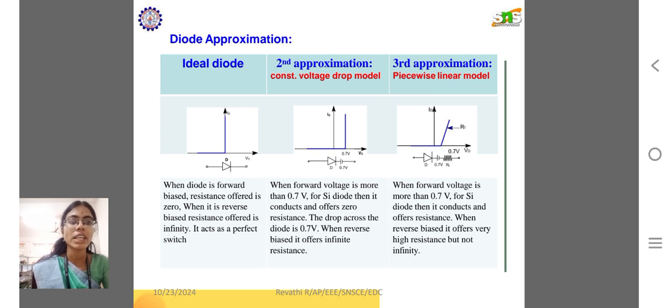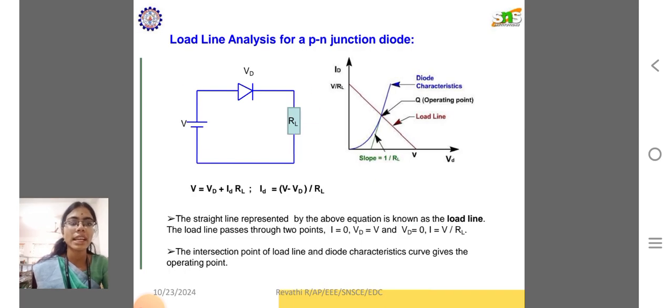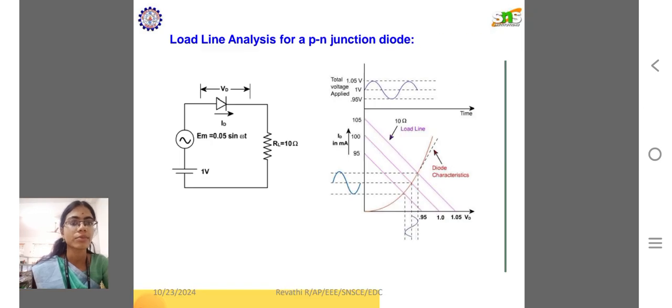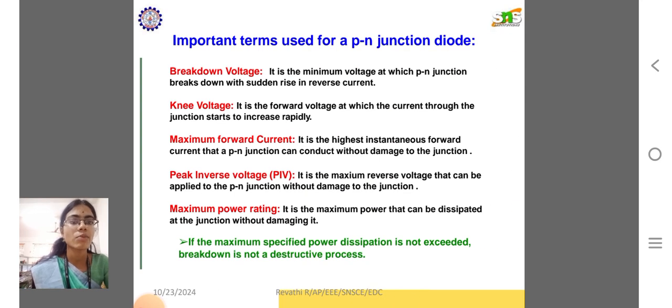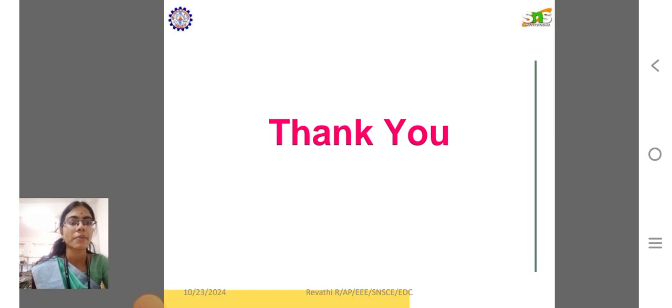When the forward voltage is more than 0.7 volt for a Si diode, then it conducts and offers 0 resistance. The drop across the diode is 0.7 volt. When reverse biased, it offers infinite resistance. Load line characteristics: the straight line representing the above equation is known as the load line, whereas in the curve we can see the diode current and diode voltage, where the straight line is the load line. So the important terms of PN junction diodes are breakdown voltage, knee voltage, maximum forward current, peak inverse voltage, and maximum power rating. Thank you.